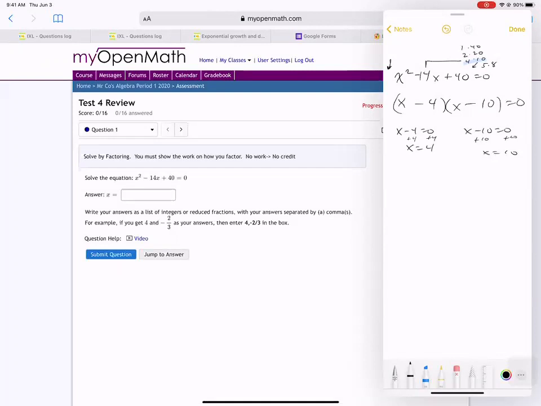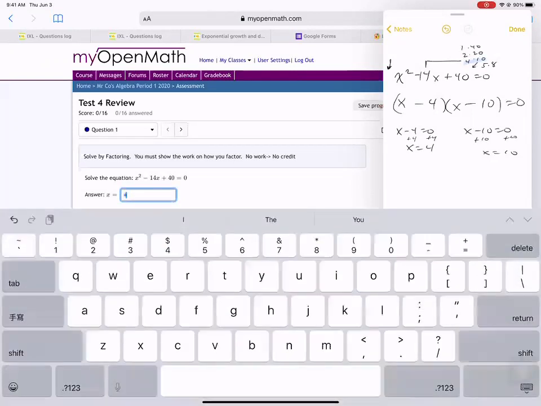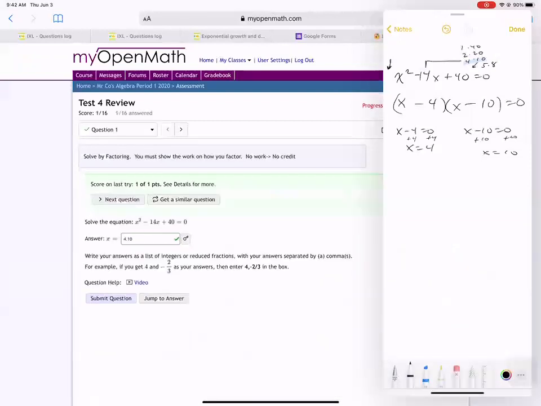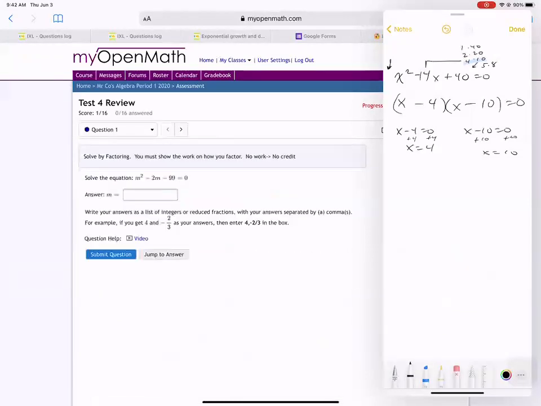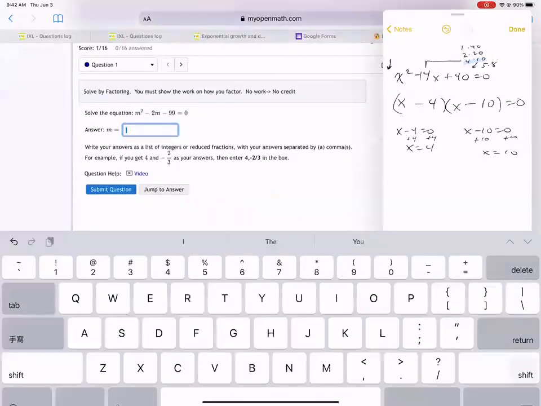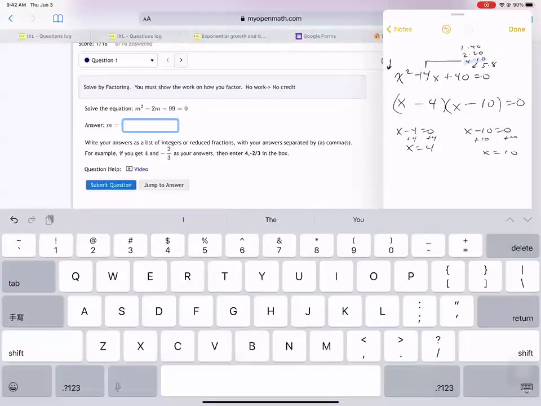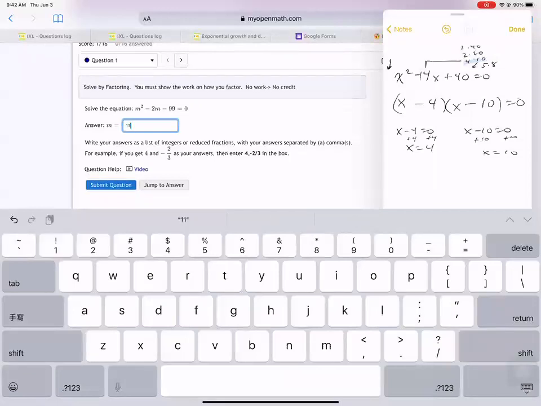Now, in the box here, they even tell you how they want you to write the answers. Our answers are 4 comma 10. So they want you to put a comma in between. That's my answer. All right, good job. If you want to try another one, you can get a similar question that will allow you to reload the question and try another one. It doesn't take away the fact that you've already solved it. Actually, it does. This is going to be 11 and negative 9.